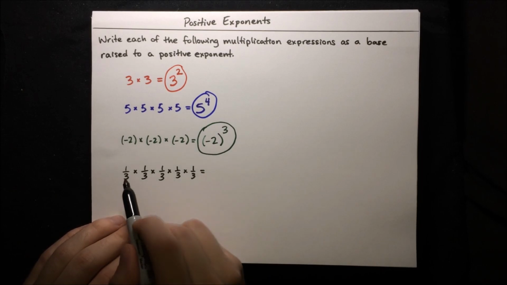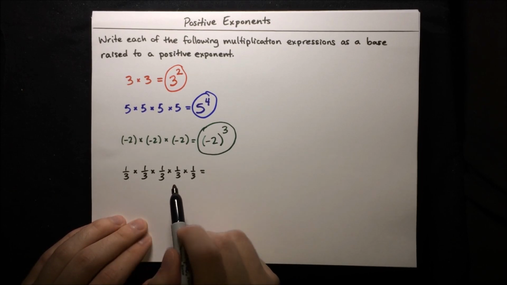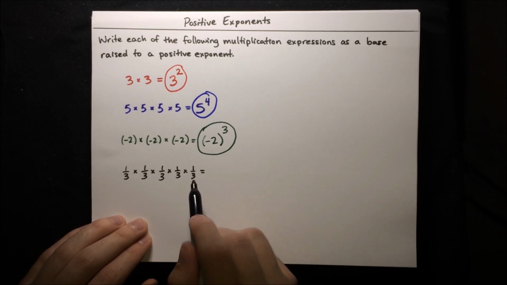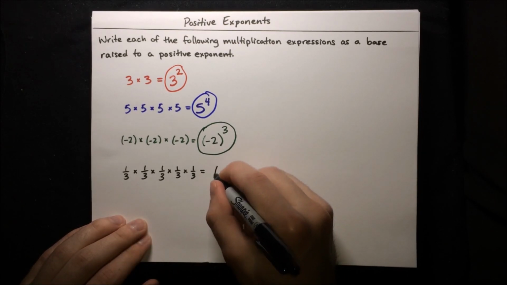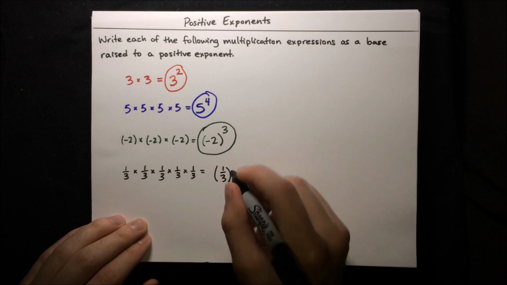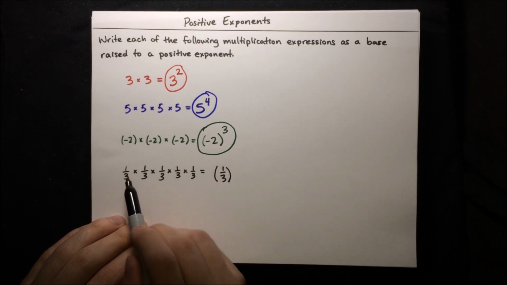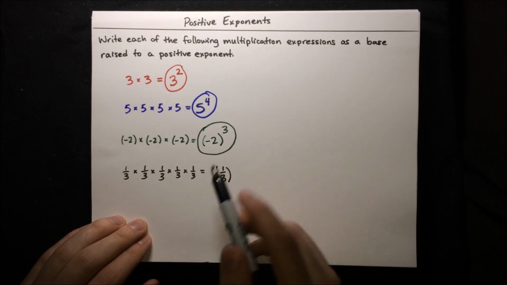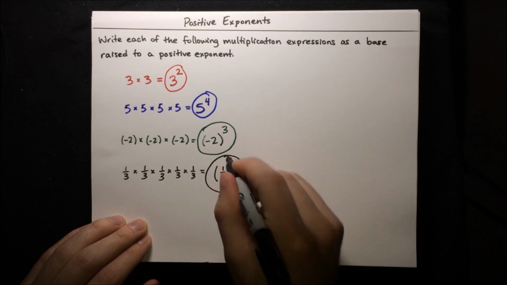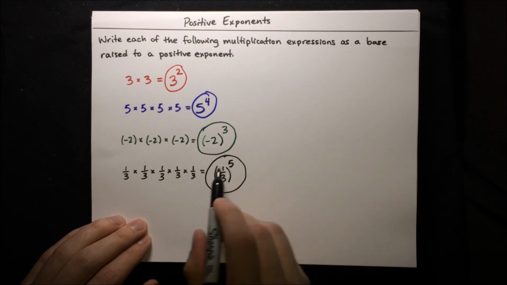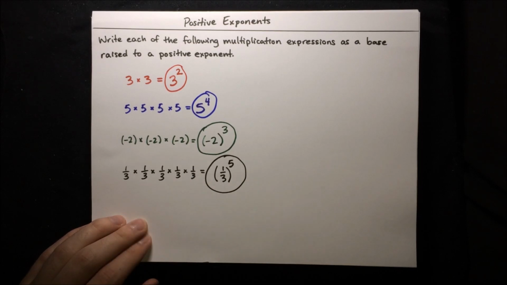Last one, 1/3 times 1/3 times 1/3 times 1/3 times 1/3. That's a lot of 1/3. 1/3 is being multiplied, so 1/3 is the base. And how many times is it being multiplied? Well, 1, 2, 3, 4, 5. 5 times, so the exponent is 5. And there we go. That's the base raised to the positive exponent for this multiplication expression.